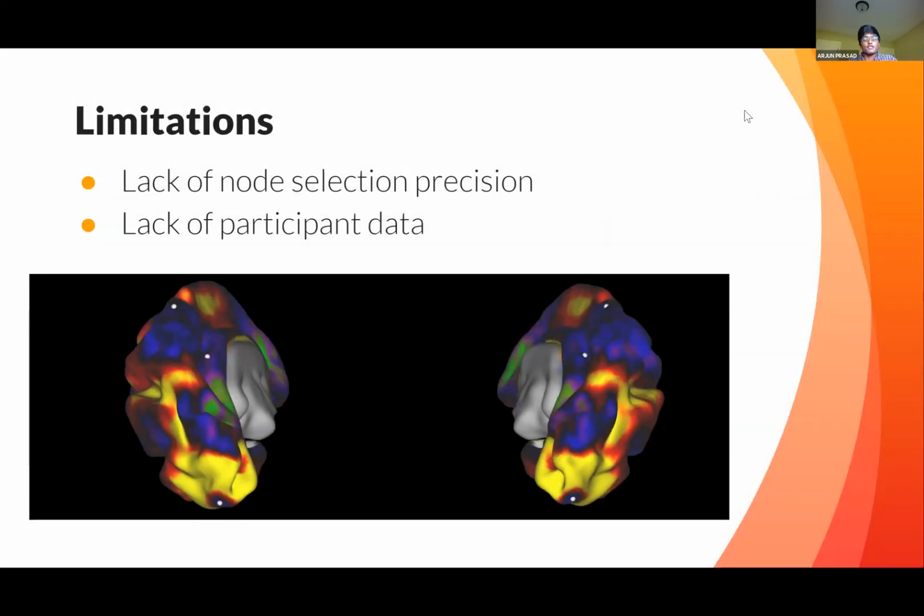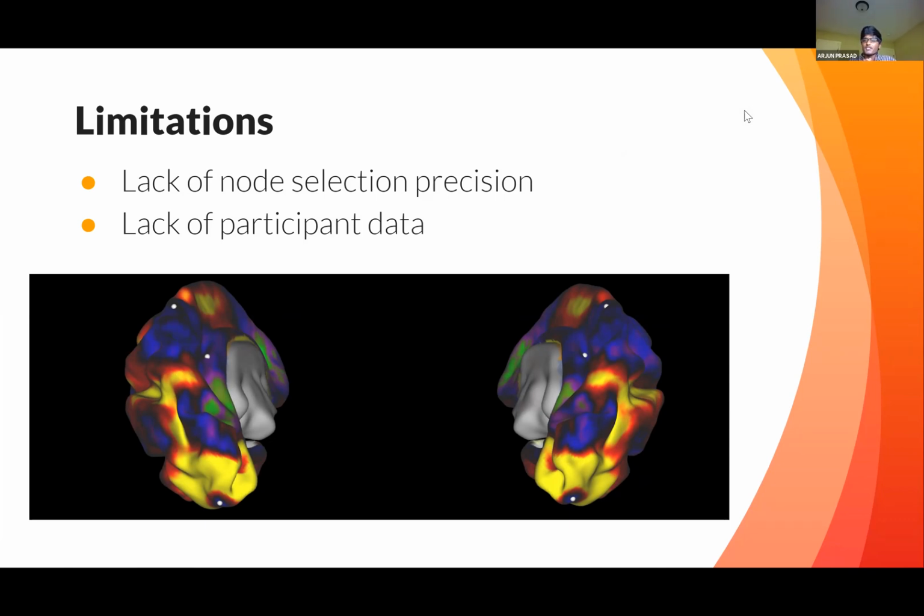So some limitations of this research process was the lack of node selection precision. Now, the Human Connectome project allowed me to select these node pairs by hand, so they're handpicked. But because each hemisphere of the brain has slightly different topographical features, there isn't a completely precise way to select node pairs so that the activity patterns will be exactly the same, right? So even a slight difference in location of selection can result in large differences in functional connectivity.